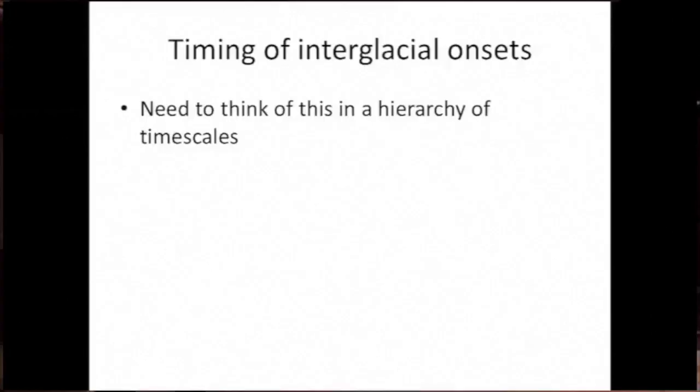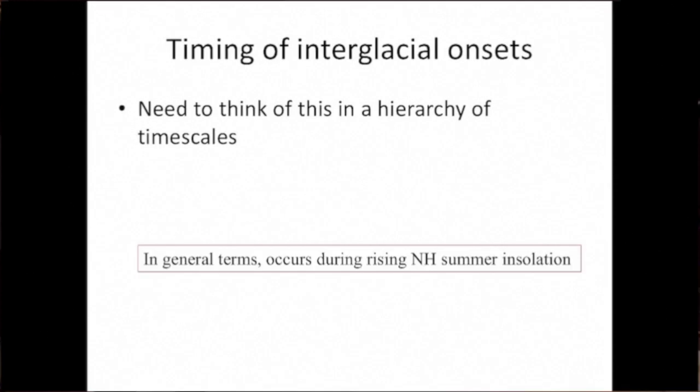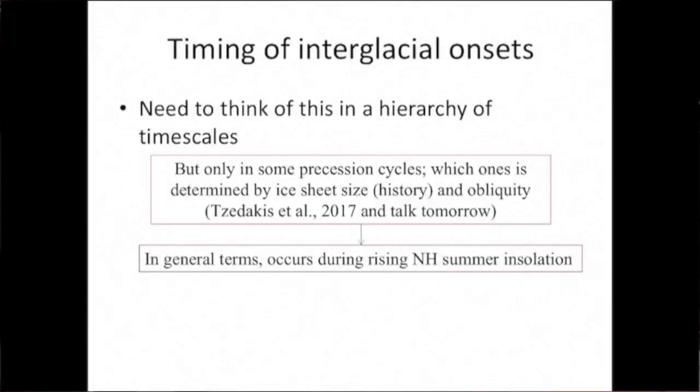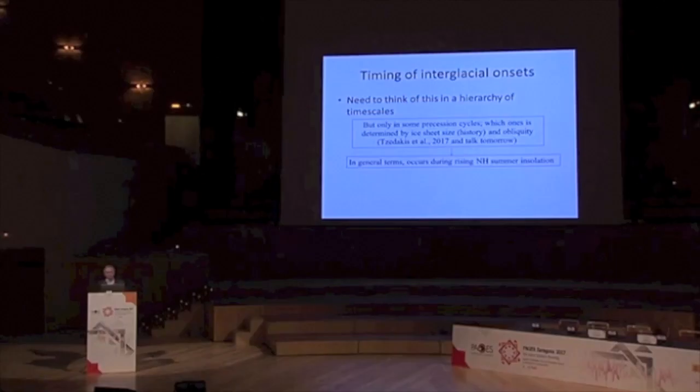So when you're thinking about the timing of interglacial onsets, and I'm not going to go into this in detail, you need to think of it in a hierarchy of timescales. In general terms, a termination occurs, in the classic Milankovitch idea, when the Northern Hemisphere summer insolation is rising, which is how you melt an ice sheet. But it doesn't happen in every precessional cycle, and that's what makes it so difficult to understand exactly how Milankovitch cycles work, and why, when we lecture our students and tell them it works, they come up to us and say, but this record doesn't look anything like Milankovitch forcing. What are you talking about?